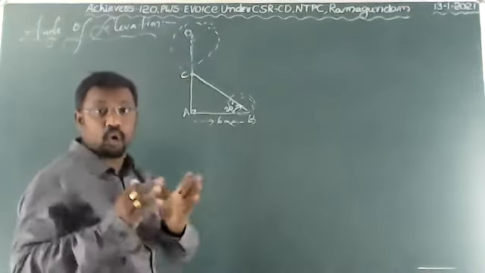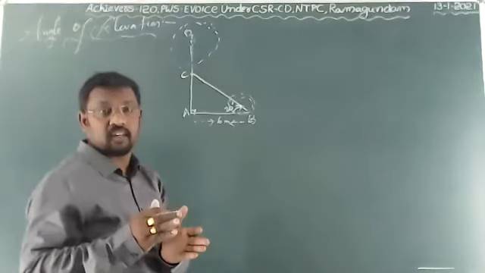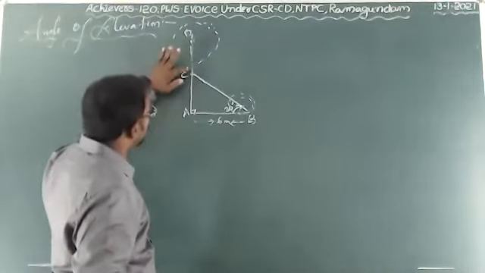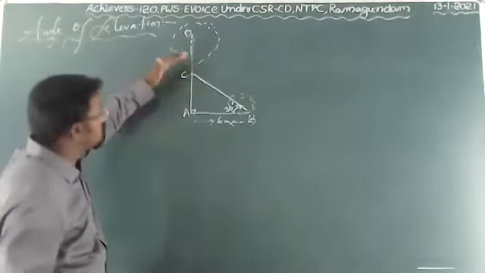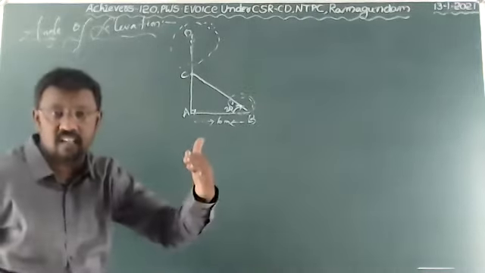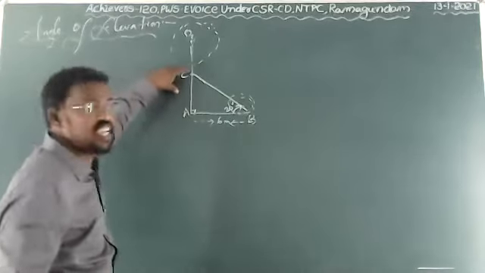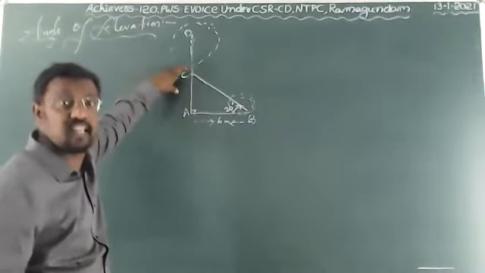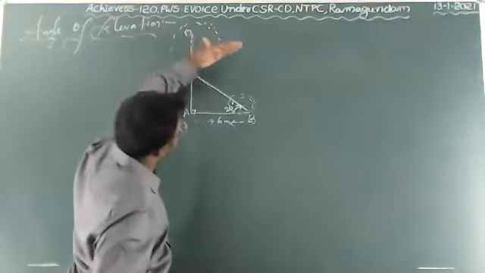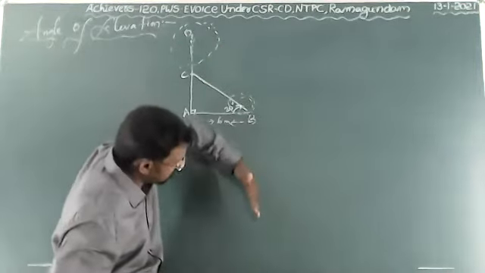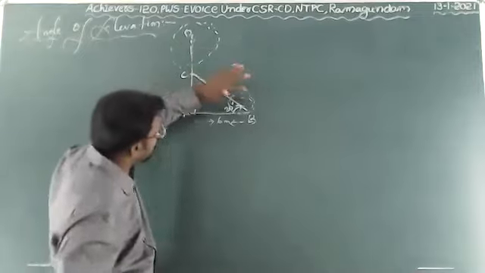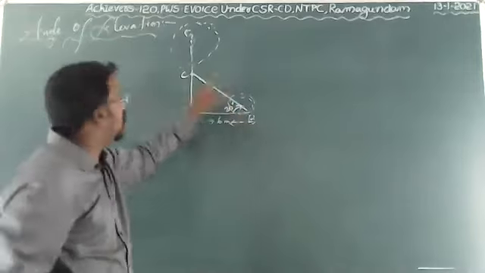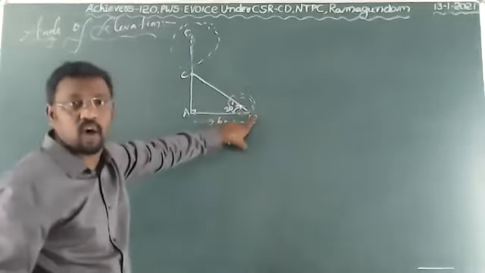After some storm, after the storm has come, the tree was broken at some place. Indicate that place as C. So it fell down like this, and the top of the tree touches the ground.